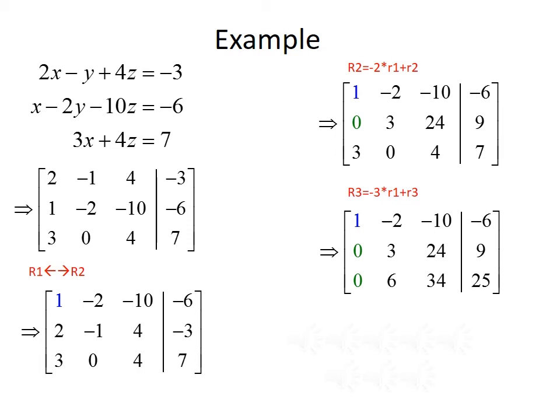If I multiply negative 3 times negative 10 in the third column, that's a positive 30. 30 plus 4 is 34. And if I multiply negative 3 times negative 6 in the fourth column, that's a positive 18. And 18 plus 7 is 25. So our new row 3 is 0, 6, 34, 25.